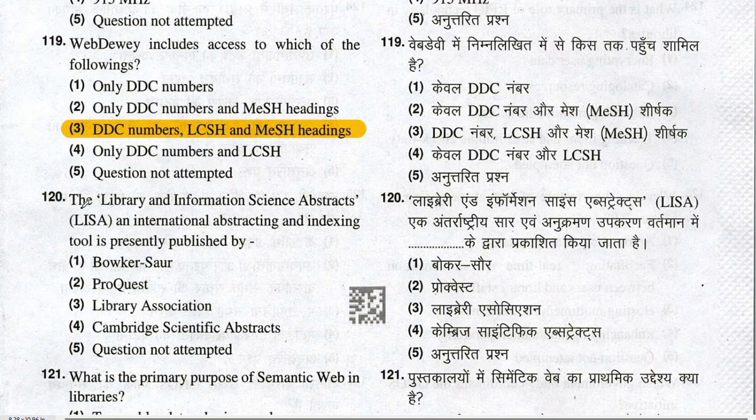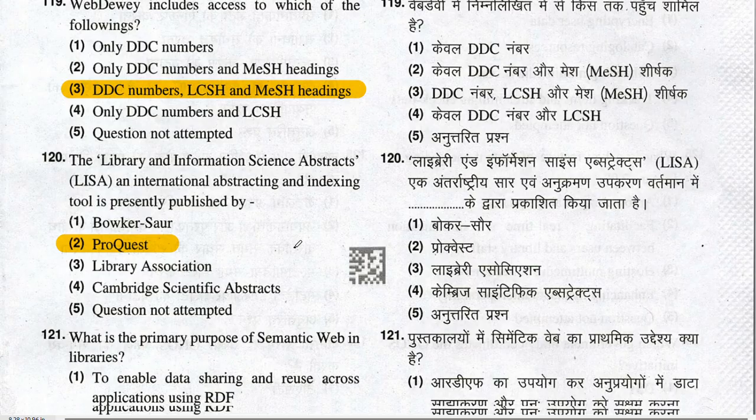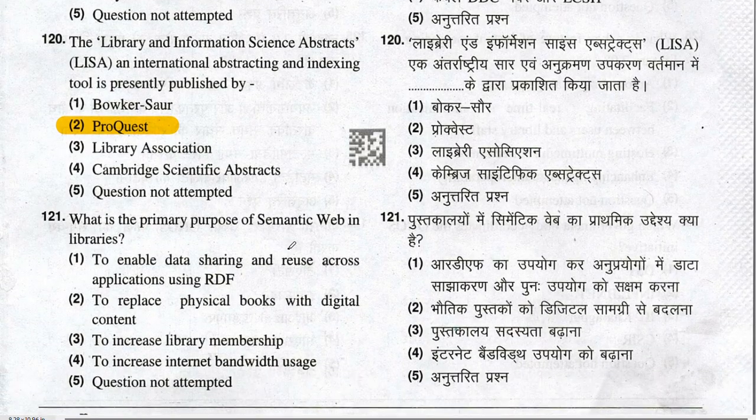The Library and Information Science Abstract (LISA), an international abstracting and indexing tool, is presently published by ProQuest. So ProQuest is the publisher of LISA, Library and Information Science Abstracts. So correct answer is option number 2 of this question. Let's move to the question number 121.